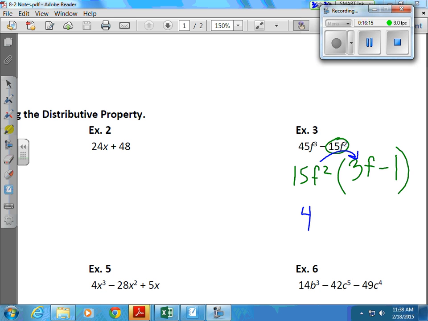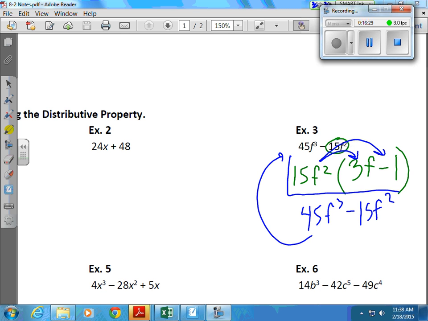15 times 3 is 45. f squared times f is f to the third. And then 15f squared times negative 1 is negative 15f squared. Does that match what I started with? Yes. So I know that this is the correct answer. And I also need to make sure that 3f and 1 don't have anything in common.